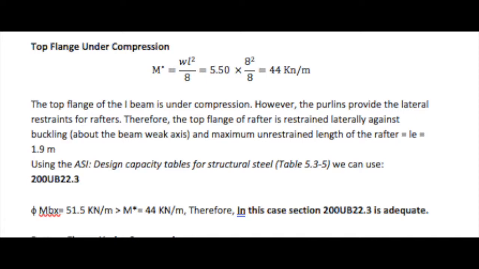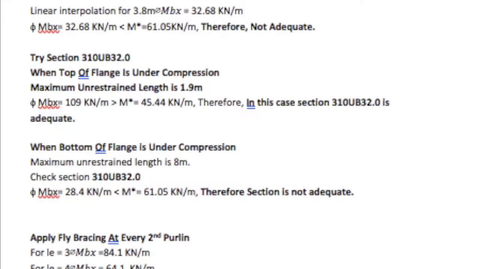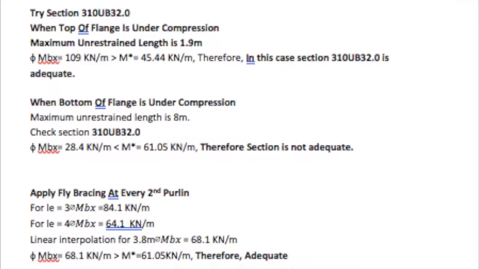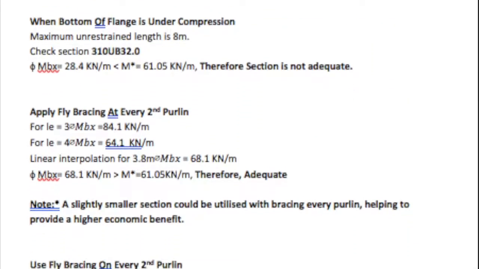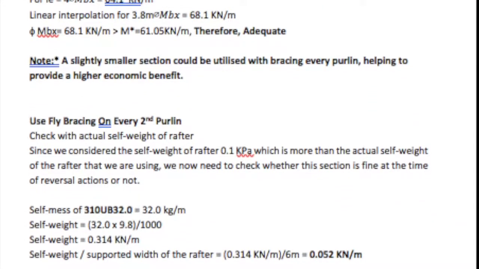We found the most severe combination and used it to identify the top flange under compression, and by using the given formula we could select the universal beam. As the bottom of the beam is under compression, the maximum unrestrained length was 8 meters, therefore the capacity of the selected beam was not adequate to carry the implied load. In order to overcome this, fly bracing was required to be added to the rafter to restrain the bottom flange.